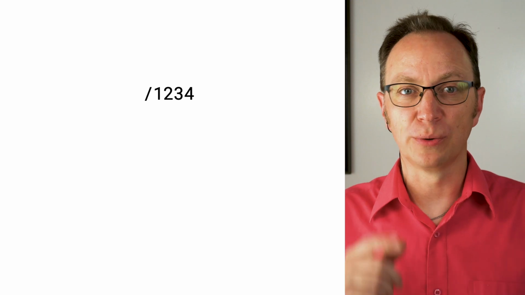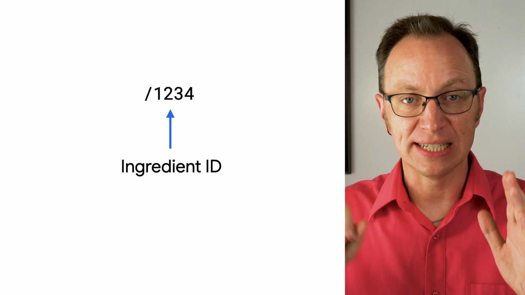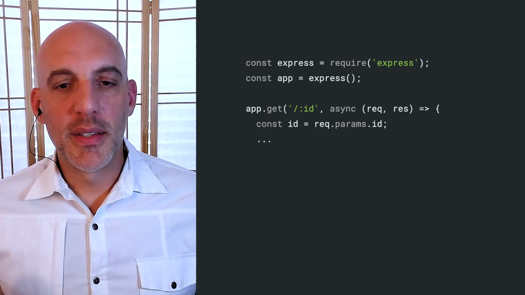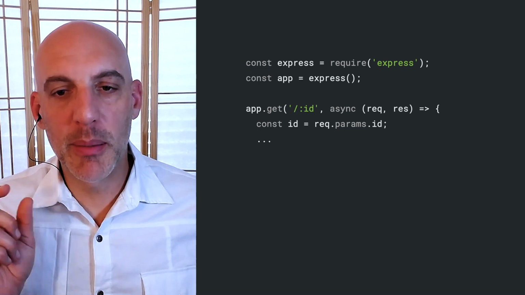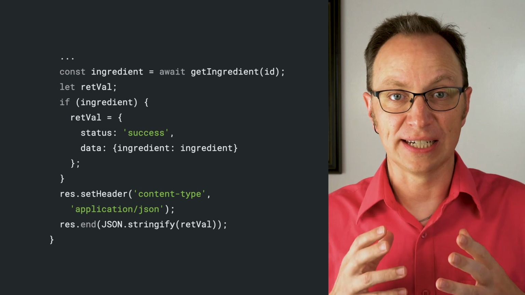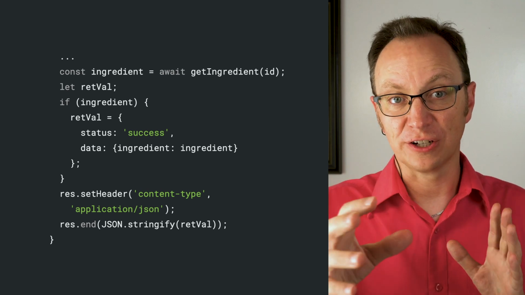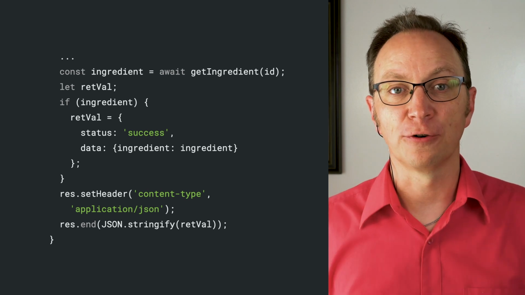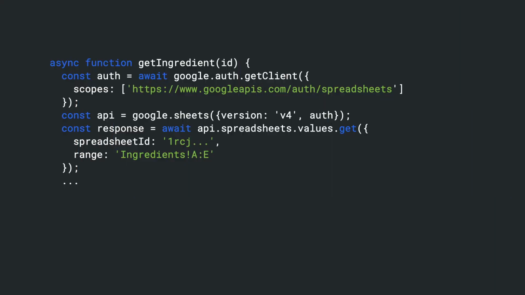Max designed a really simple REST API with only one endpoint. If you hit /ingredient ID, you will get the warehouse details for that ingredient. The Express library makes it easy to pick up the ingredient ID and take action on it. Once Max has the ingredient ID, he can call the getIngredient function and return that ingredient to the caller in JSON form. The code for reading from the Google Sheet is in the getIngredient function.